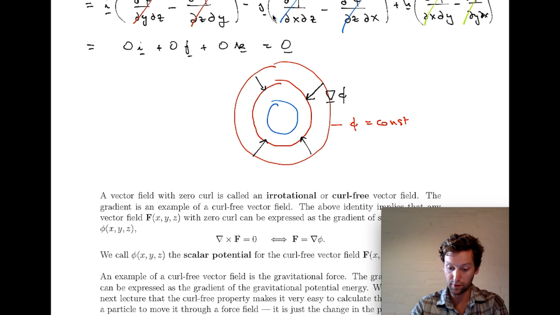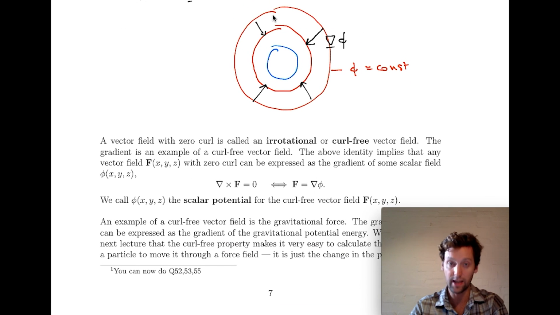Now, we refer to fields like that as curl-free or irrotational vector fields. And the gravitational force is an example of a curl-free vector field. In fact, any force that can be expressed as a gradient is a curl-free vector field. That's going to be really important because it means that if I have a vector field that is curl-free, its curl is equal to 0, then there's always some phi such that my vector field f is the gradient of that phi. There's always some scalar potential, we call it. Now that's a very important idea because it means that I can make calculations of work very simple for these cases, as we'll see in the next lecture.